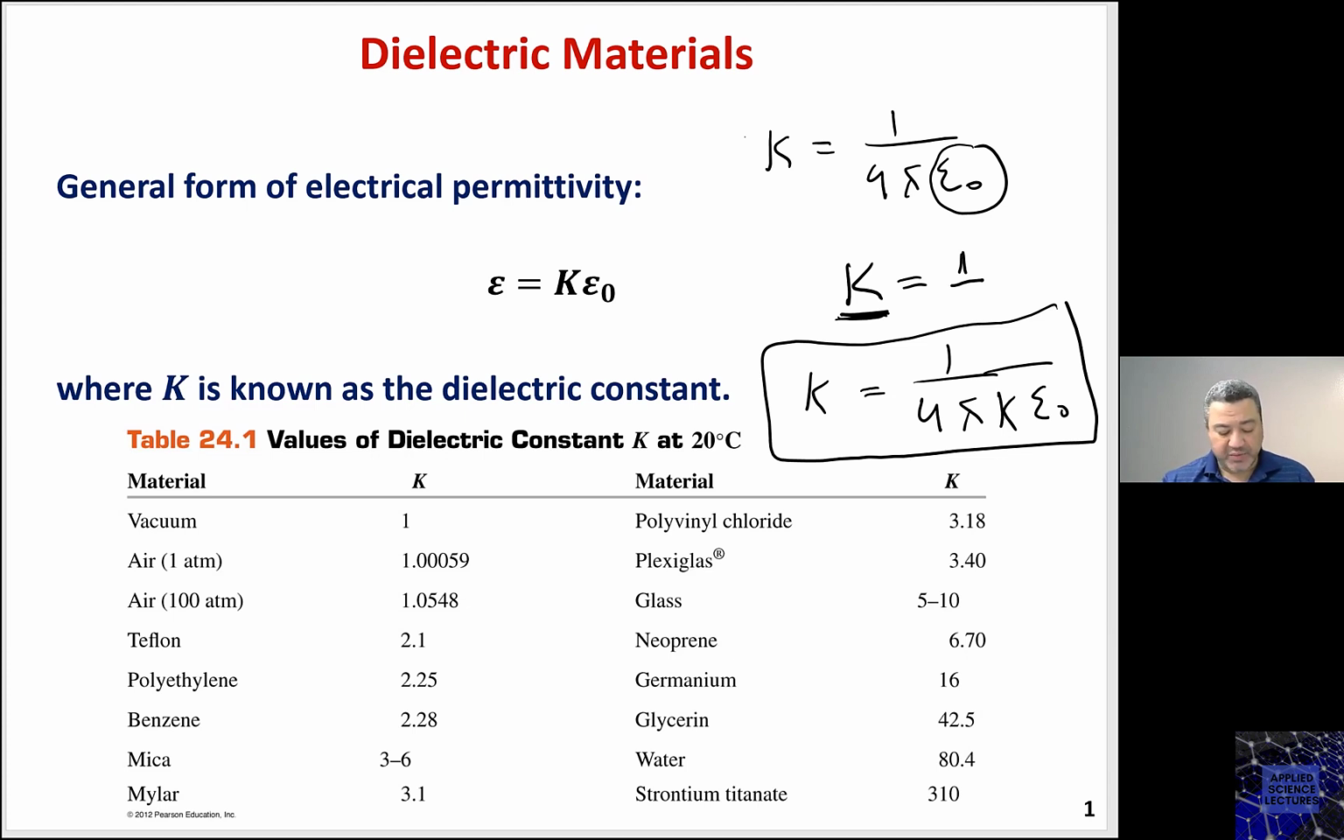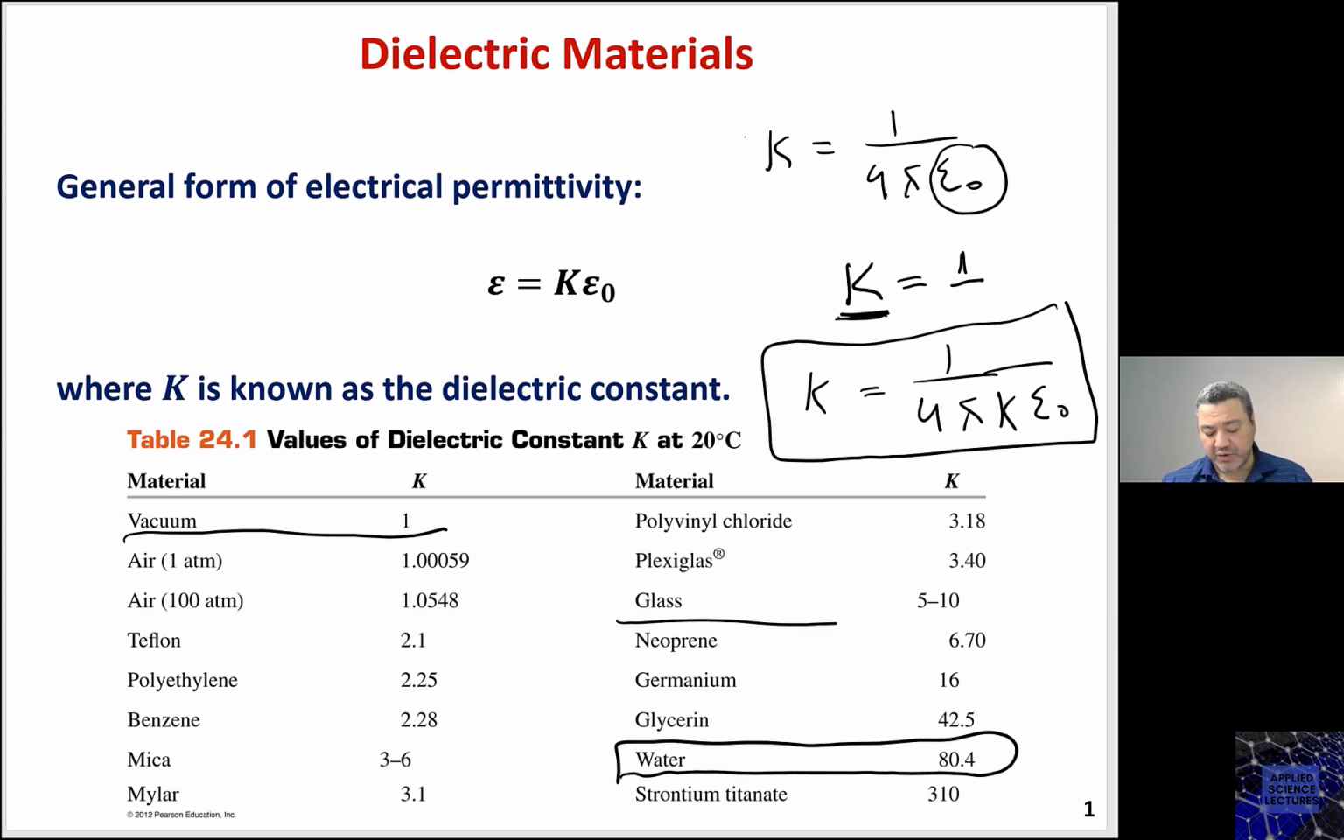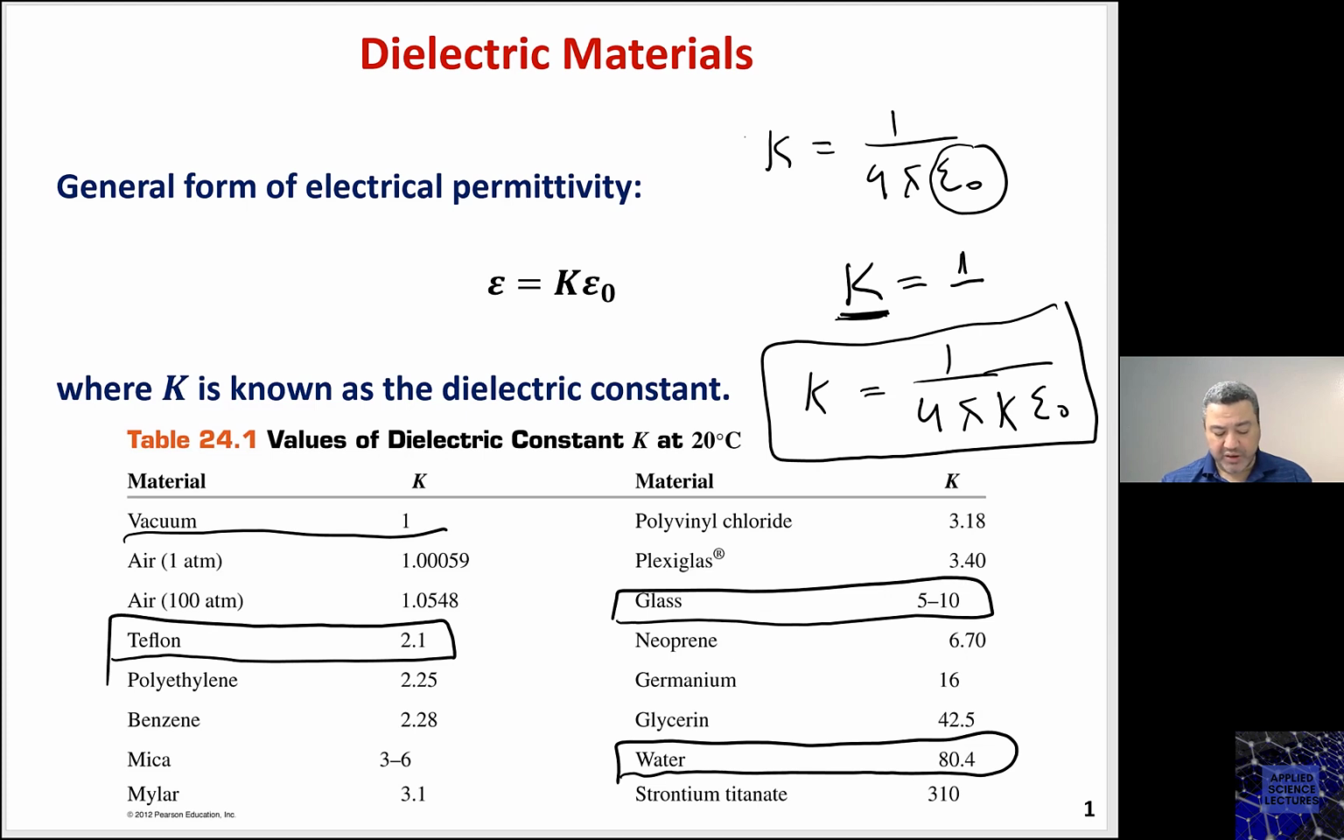Now, what does this mean? This means that there are other materials that are considered insulators and they have a dielectric constant and it varies from one to another. So the free space is one. We can, for example, see that the dielectric constant for the water is 80.4. The dielectric constant for the glass is between 5 and 10. Also, Teflon, the dielectric constant for the Teflon is 2.1. So those are some dielectric constants for some materials.